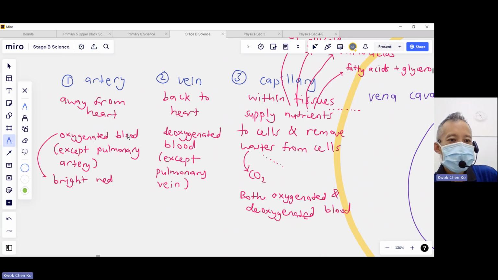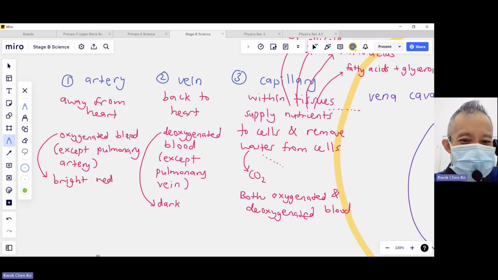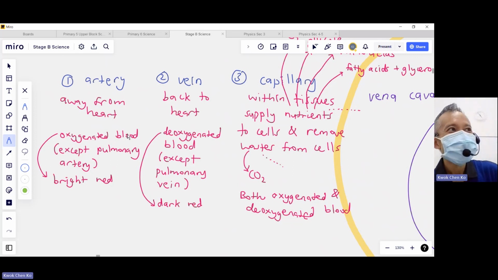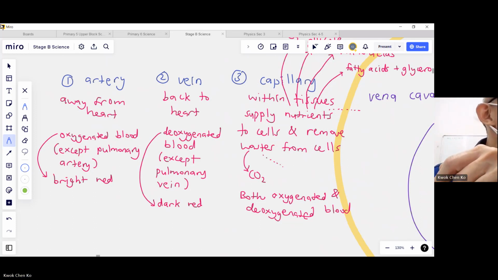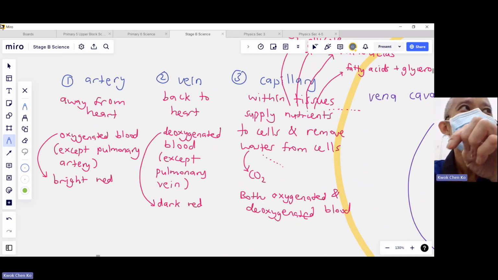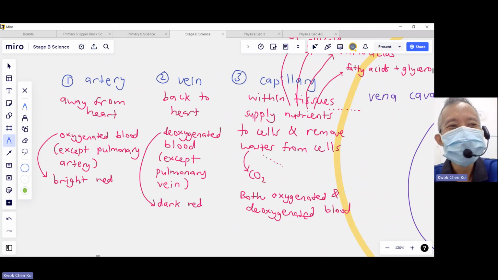Deoxygenated. Well, of course, it's still red. It's not blue. It's dark red. Purple. Yeah, that's a Thanos so purple. What is purple? Thanos. I thought he only has purple skin.